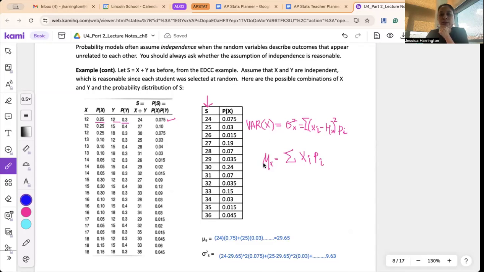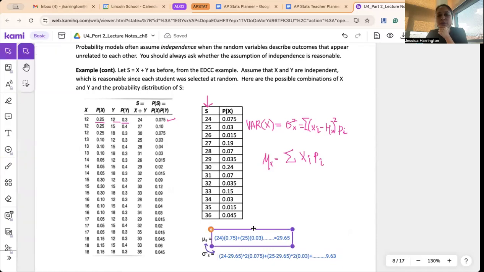So how do you find mu of X? Well, you have to sum the actual event times the probability of that event for all of them, right? So to find the mean of this new data set, I'm going to have to do 24 times 0.75 plus 25 times 0.03 plus 26 times 0.015, which is what you can see I've done here, right? So the mean or the expected value of this sum of certain number of credit hours on both campuses is found here. And when you do that, you get 29.65.